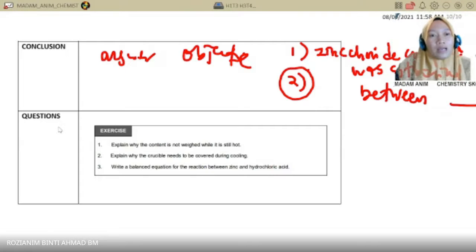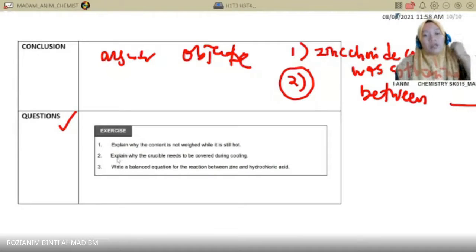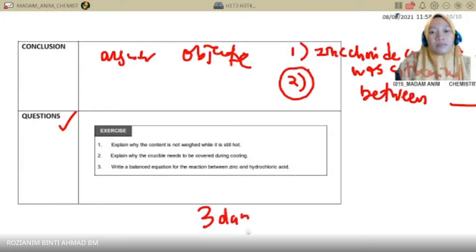Okay, at the last, question. So dalam lab manual ada 3 soalan. So saya nak you jawab. Okay, saya nak you jawab and complete the answer into your writing lab report lah. Okay, so this fully writing report, you must be prepared within 3 days time dia.